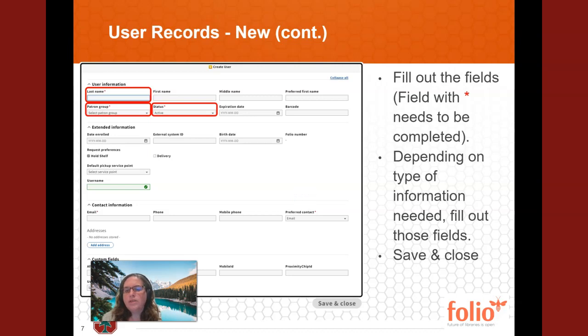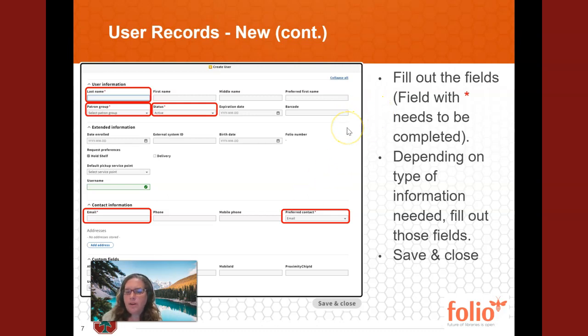And then their status, whether they're active or inactive. And their email address is also required. And then their preferred method of contact. So in this case, they've selected email, but they can choose phone or other types of contact information.